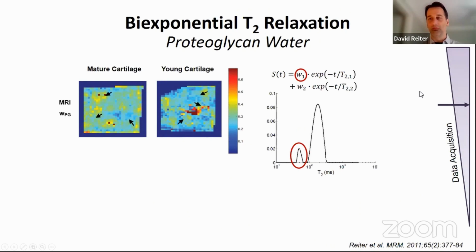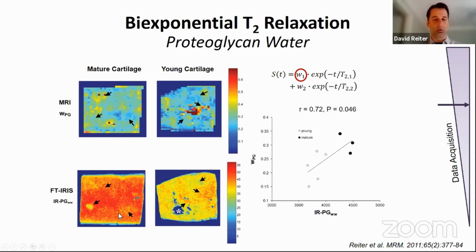As we start to diminish our signal quality and our sampling of these echo decays using microimaging here, which is shown in these two maps of young and mature cartilage, and using a more simple model, a bi-exponential model, we can still capture signal from this proteoglycan-bound pool. And we can see that when we compare it to a gold standard quantitative method like FTIRIS, we're still able to see a good correlation between our MRI-derived water pool that we think is associated with proteoglycan and the actual proteoglycan content.